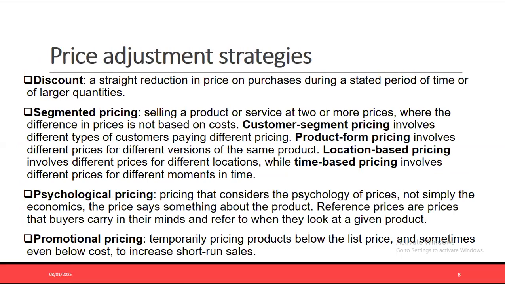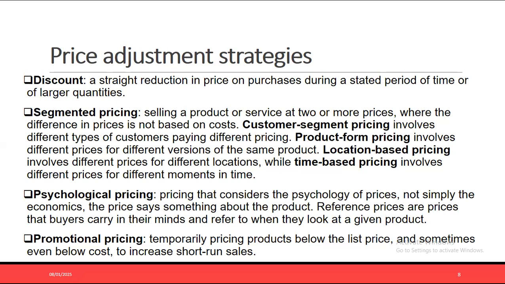Then we have price adjustment strategies. You notice that for businesses, there are times that you really have to adjust your prices. How do you adjust prices? The first one we look at is discount. A discount is a straight reduction in price on purchases during a stated period of time or of larger quantities. So you can give discounts. For example, during Christmas, you have people giving discounts on items. And then you can also give discounts for consumers who buy a particular quantity from you.